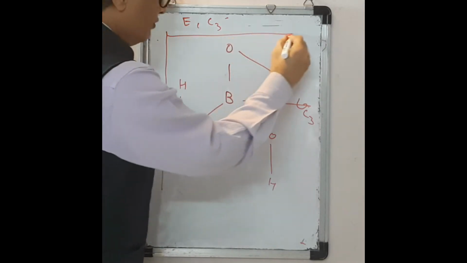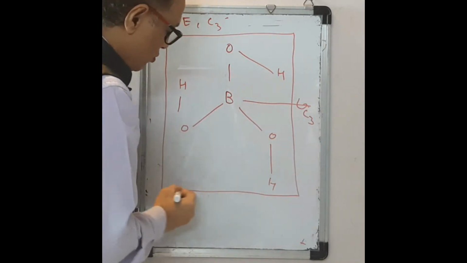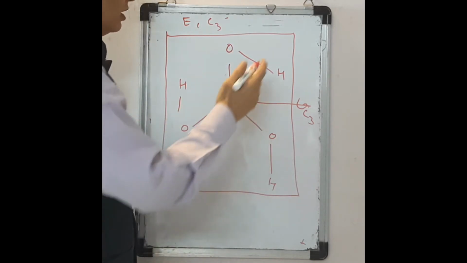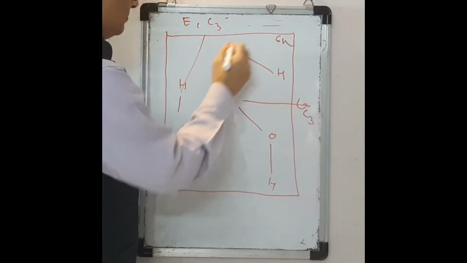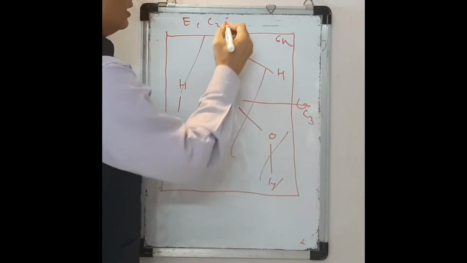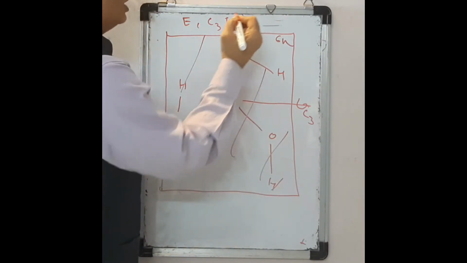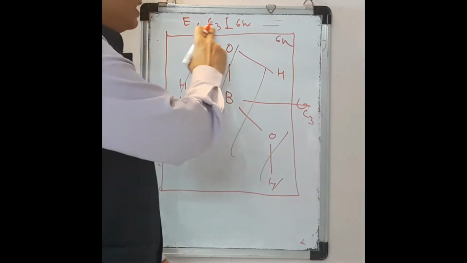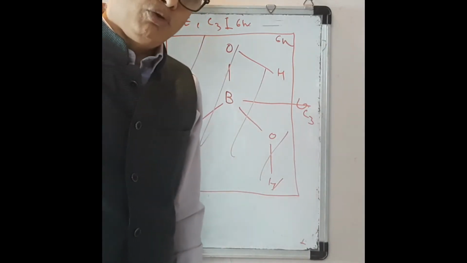This is a mirror plane which bisects half of the boron and half of the 3 oxygen and 3 hydrogen. So this is called sigma H. So it contains E, C3 and sigma H. So these are the list of symmetry elements possessed by boric acid or H3BO3.